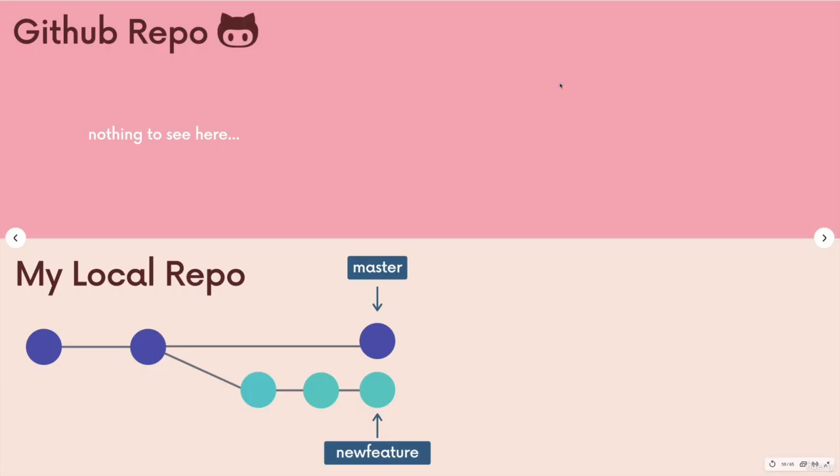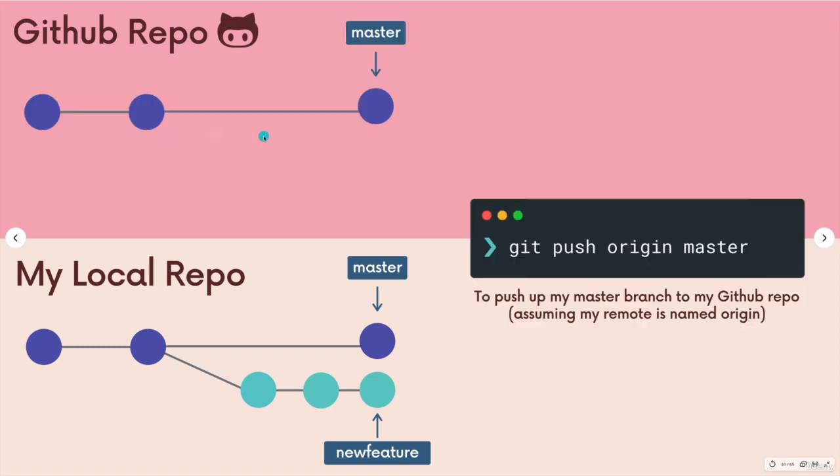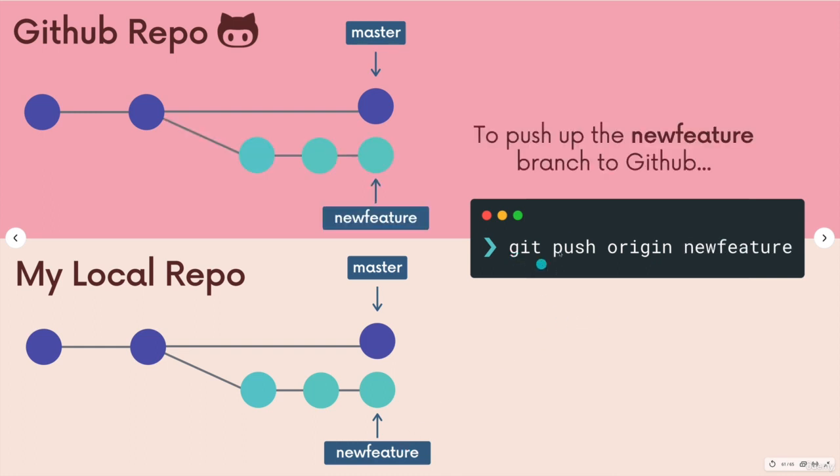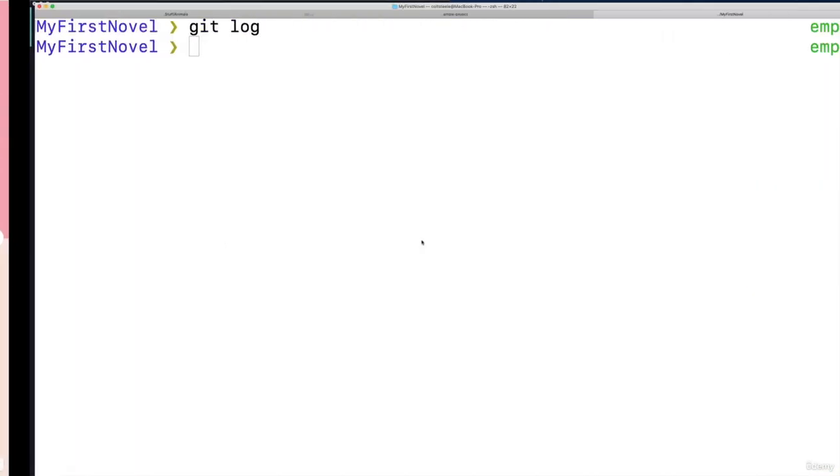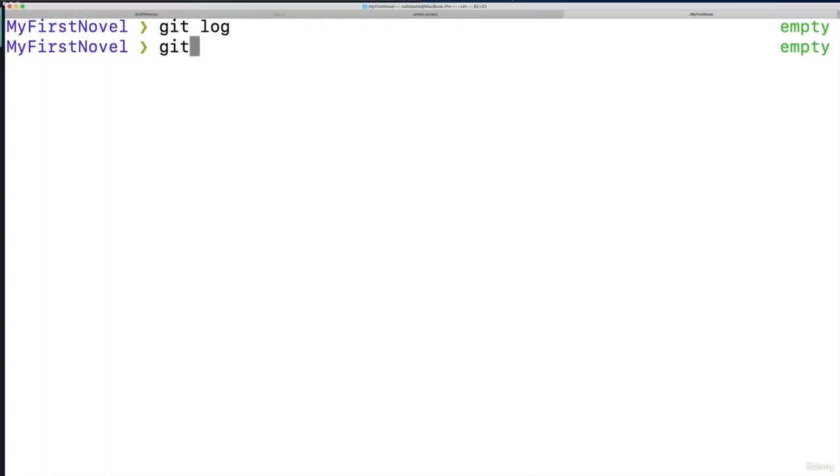Here, I've got some diagrams. What we just did was we pushed up our master branch to GitHub. So there was nothing on GitHub. I pushed up master. Whoops, I went too far. Git push origin master, assuming our remote is named origin. Now, in this diagram, I have a second branch called new feature. I'm going to push that up. Git push origin new feature. In our case, our branch is called empty. So git push origin empty.